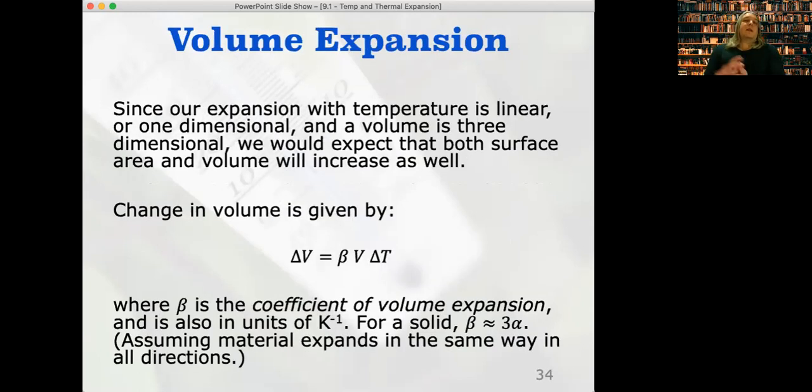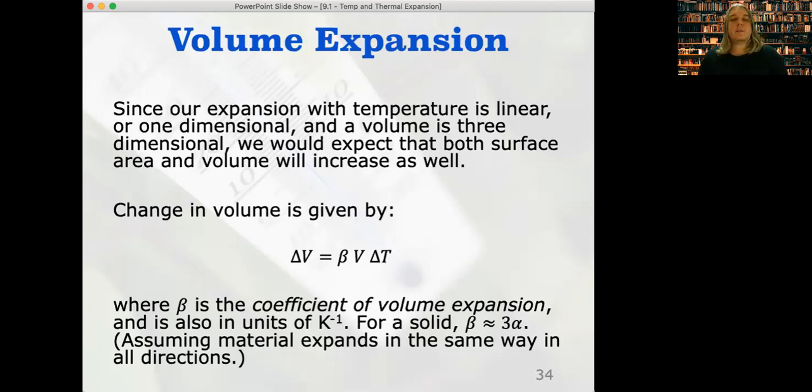So as promised, we have volume expansion as well. We've talked about linear expansion, the length of something changing. We also have volume expansion. In this case, the formula looks exactly the same, but we have a different coefficient. We have beta for volume expansion. So alpha was for linear, beta is for volume. But other than that, the formula looks exactly the same. The change in volume is equal to the original volume times beta, our coefficient, times the change in temperature. And so it's exactly the same equation.